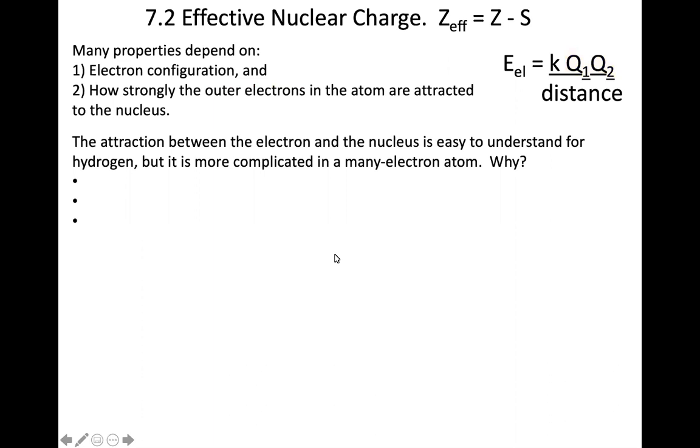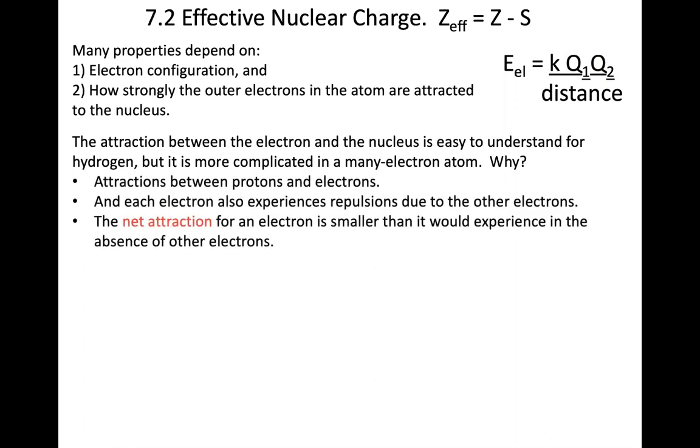So what gives rise to this attraction, the degree of the attraction? I think the attraction is easy to understand for hydrogen because we just have one proton, one electron. Those are the only two parts present as far as what's giving rise to the resulting attraction and the energy levels. But as soon as we move beyond that, it gets more complicated.